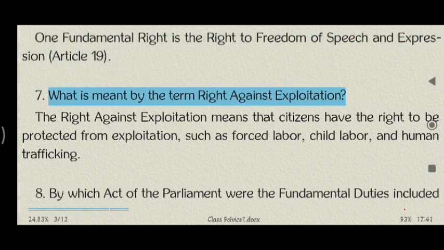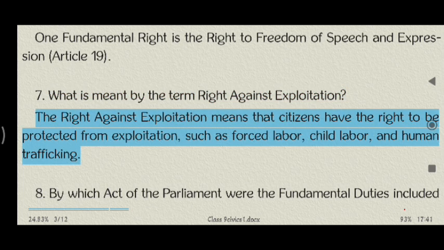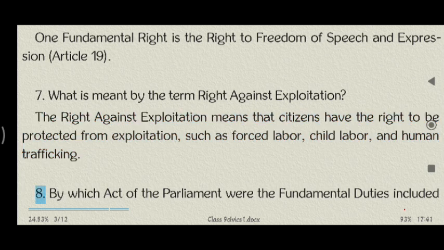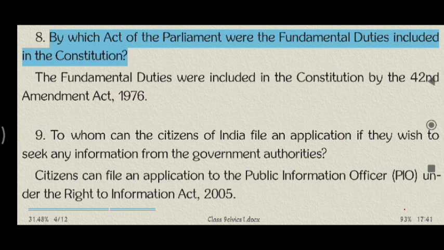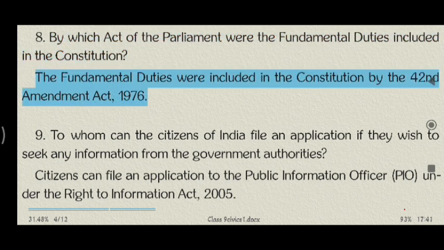7. What is meant by the term right against exploitation? The right against exploitation means that citizens have the right to be protected from exploitation, such as forced labor, child labor, and human trafficking. 8. By which act of the Parliament were the fundamental duties included in the Constitution? The fundamental duties were included in the Constitution by the 42nd Amendment Act, 1976.